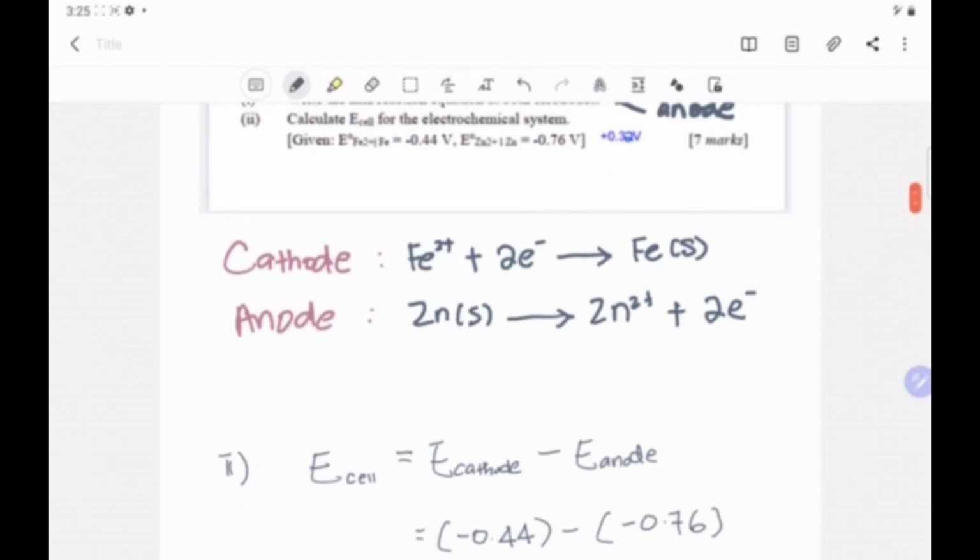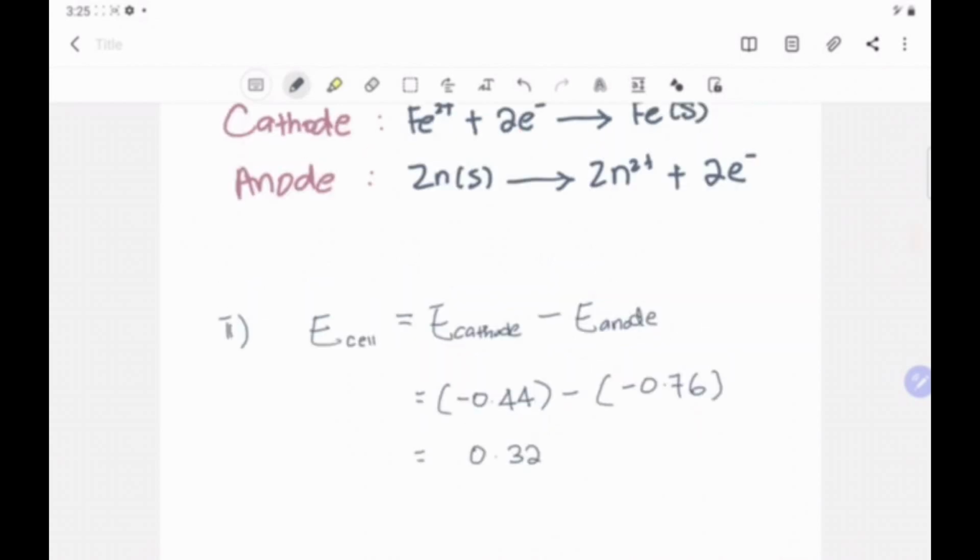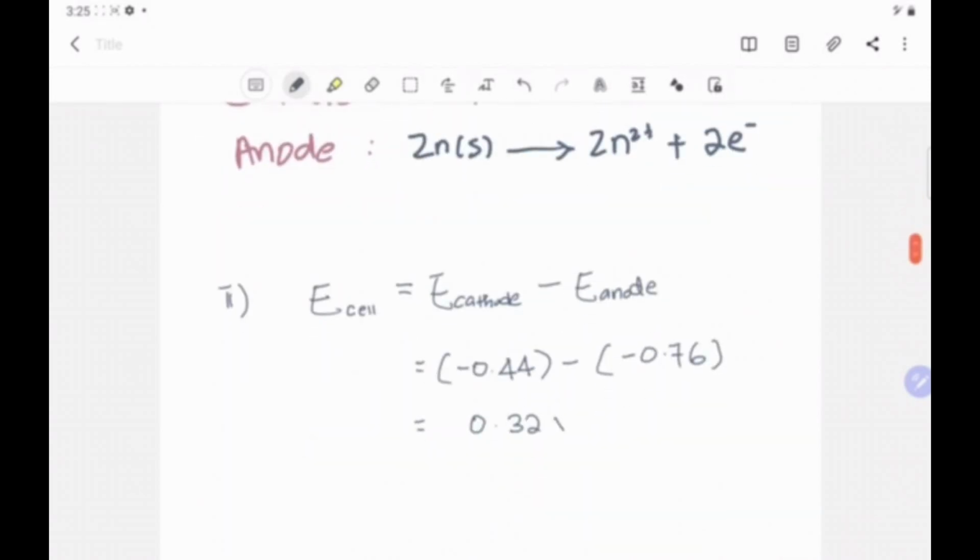Alright, so in that we're going to get 0.32 volt. Don't forget to put plus or minus based on what you got on the calculator. If it's positive, you need to write the positive sign, and if it's negative, you need to write the negative sign. Alright, that is the answer.